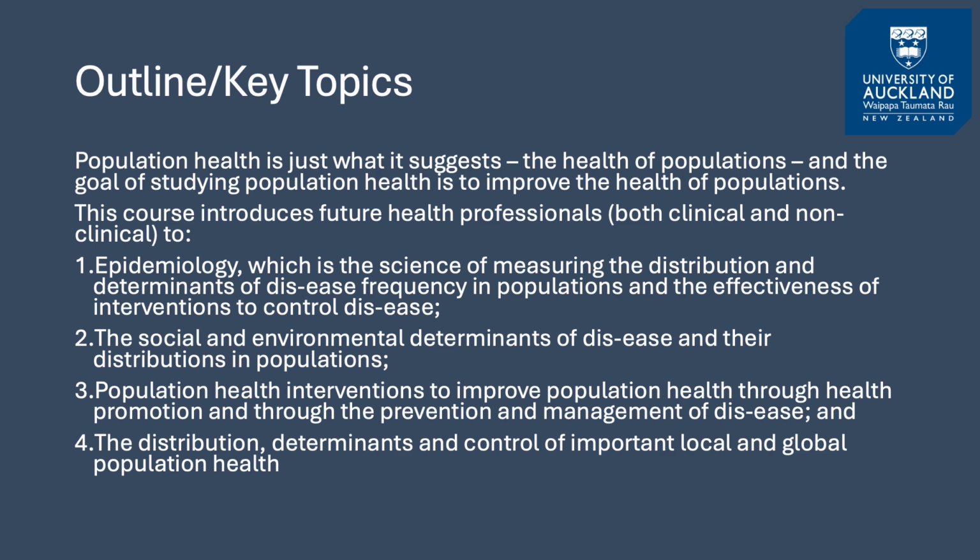This course introduces future health professionals to epidemiology, which is the science of measuring the distribution and determinants of disease frequency in populations and the effectiveness of interventions to control disease. Secondly, the social and environmental determinants of disease and their distributions in populations. Thirdly, population health interventions to improve population health through health promotion and through the prevention and management of disease. And finally, number 4, the distribution, determinants, and control of important local and global population health issues.